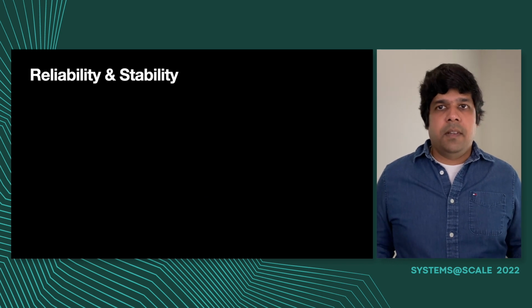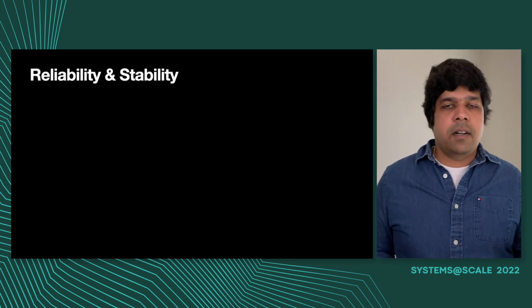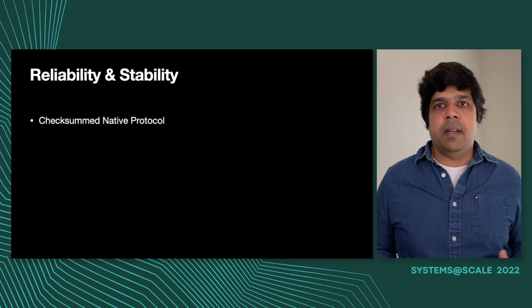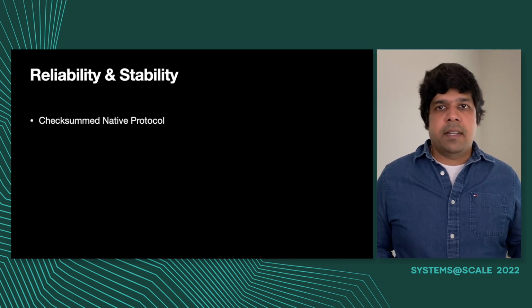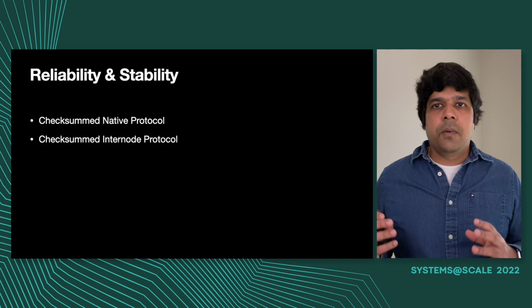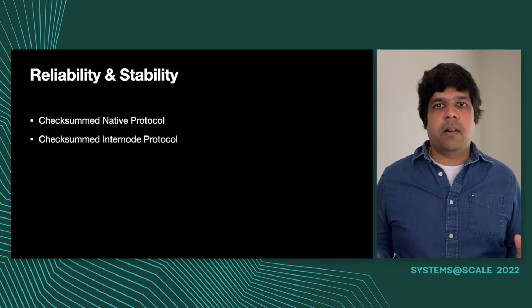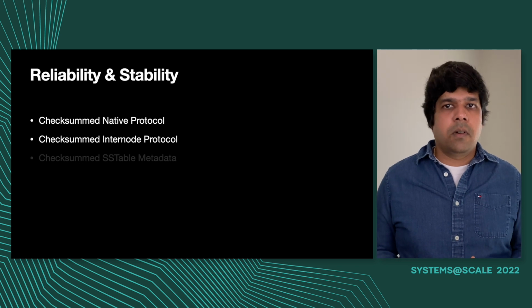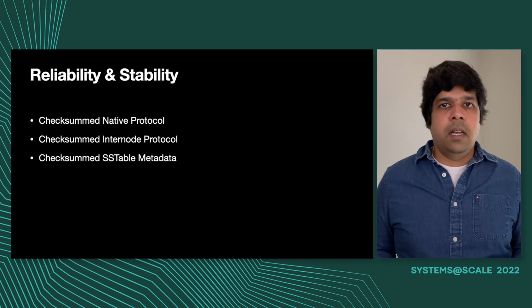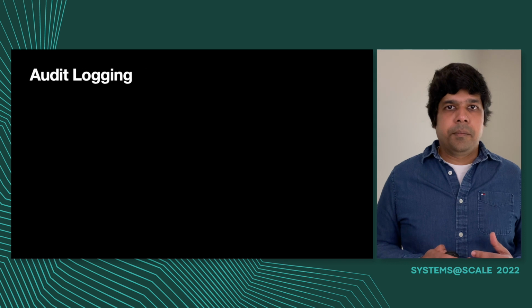We have several bug fixes, but one theme that Cassandra 4.0 adds is checksumming everywhere. We had checksumming in the database, but missed it in a few areas. 4.0 corrects this. We now have checksumming on our native protocol, internode protocol, and SSTable metadata, essentially everywhere.